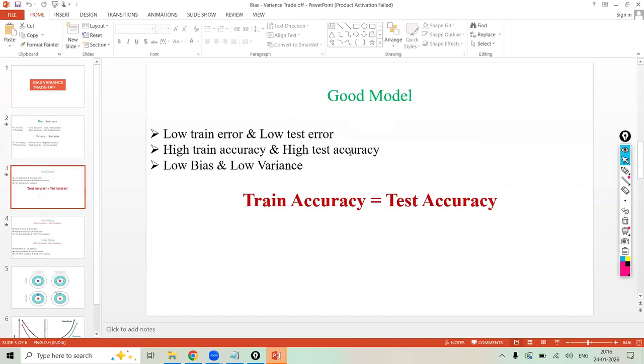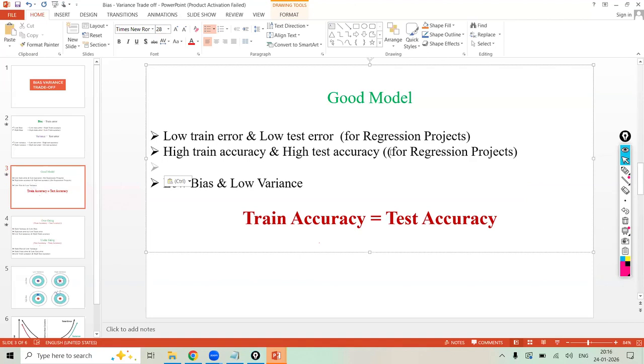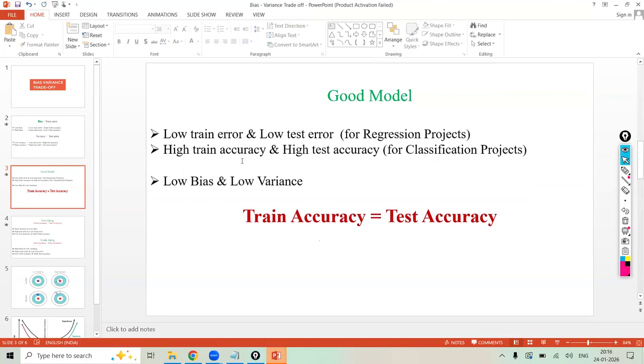So I'm going to write this clearly: this is for regression projects. And for classification projects, what do we require? High train accuracy and high test accuracy. This is for classification projects, the second type of projects we discussed in the initial class. For classification projects, it is accuracy.